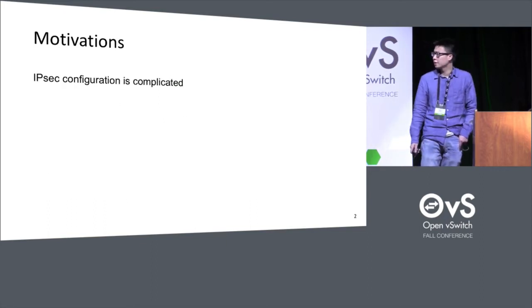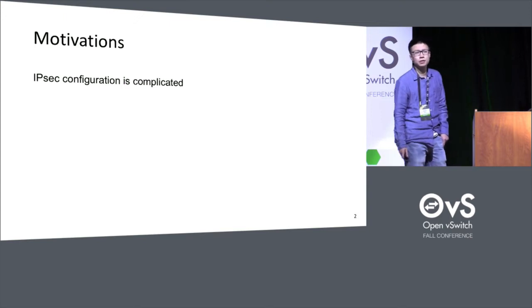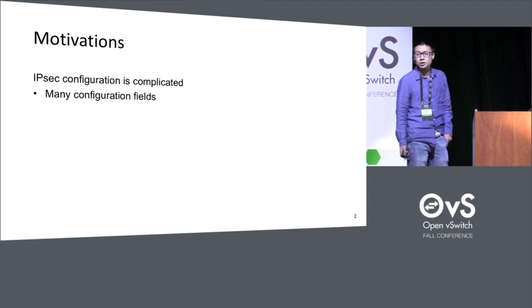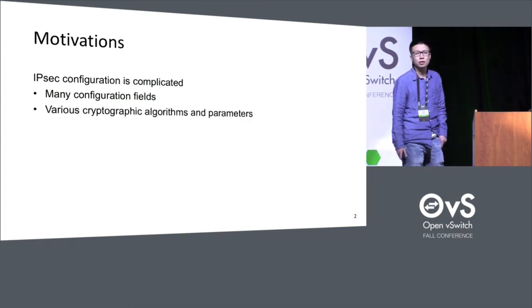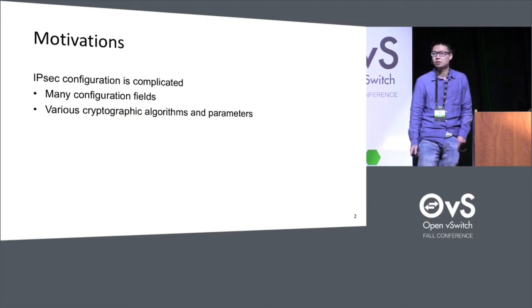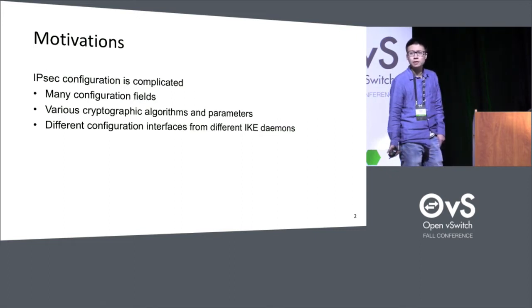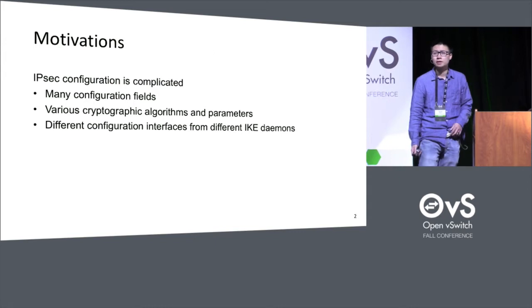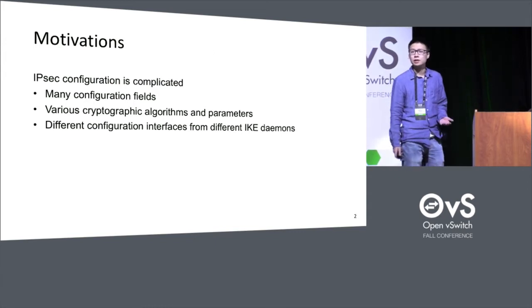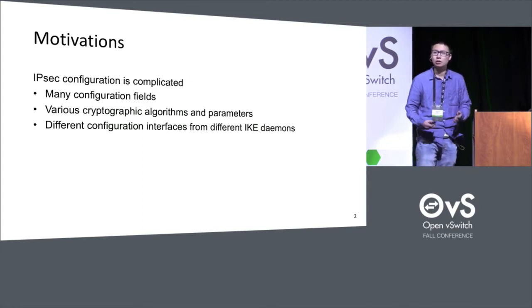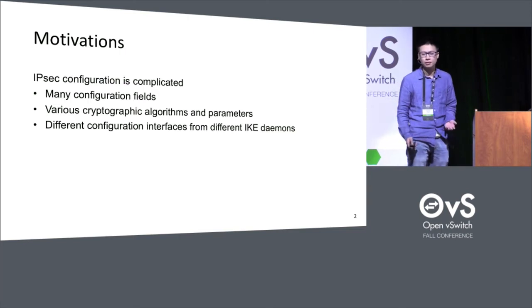The second bigger motivation is that IPSEC configuration is actually very complicated. There are many configuration fields. IPSEC itself has two modes, tunnel mode and transport mode. You can also choose different cryptographic algorithms and parameters for doing the encryption. And for different IKE daemons, the configuration interfaces are different. So it's just not easy for a normal network administrator, who doesn't have a lot of security background, to figure out all those different fields and make the right configuration.